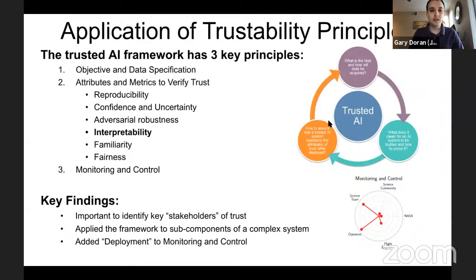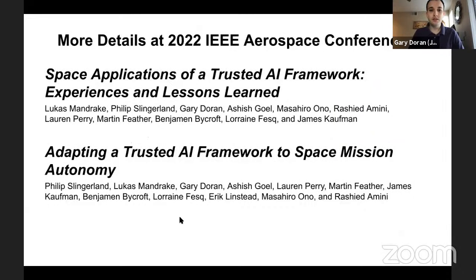And then on the next slide, if you're interested in more details, there are a couple of papers that we've submitted to the IEEE Aerospace Conference that talk about our experience applying this framework to these use cases, and then a more generalized version of the framework that is targeted specifically to these onboard use cases. That's it, and I think then I'll hand it off to Barbara.